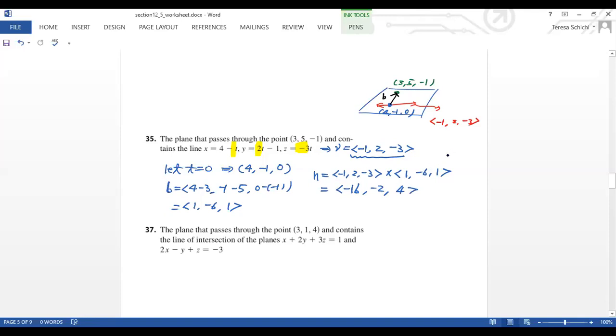After you find the normal vector, the rest is pretty easy. You have a normal vector and you have a point. So it will be -16 times x minus 3, then minus 2 times y minus 5, then plus 4 times z plus 1, because it's -1 here. This is equal to 0.